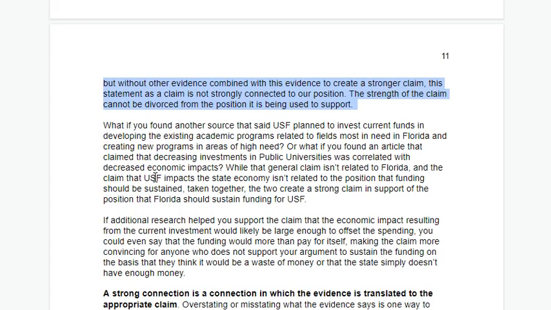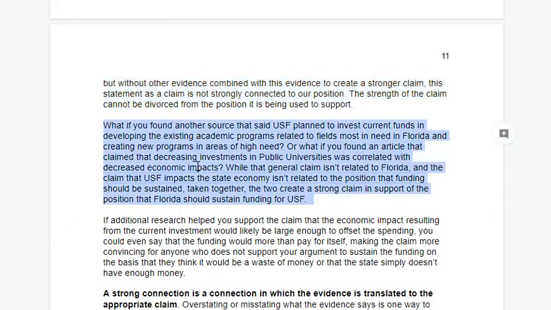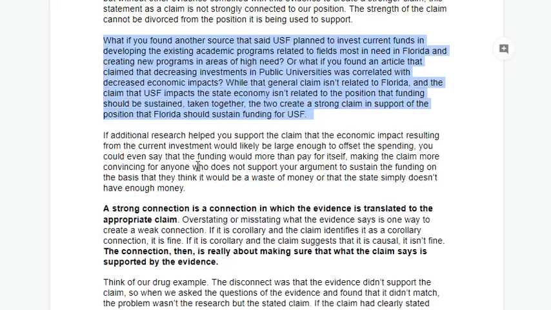The strength of the claim cannot be divorced from the position it is being used to support. What if you found another source that said USF planned to invest current funds in developing the existing academic programs related to fields most in need in Florida and creating new programs in areas of high need? Or what if you found an article that claimed that decreasing investments in public universities was correlated with decreased economic impacts? While the general claim isn't related to Florida, and the claim that USF impacts the state economy isn't related to the position that funding should be sustained, taken together, the two create a strong claim in support of the position that Florida should sustain funding for USF.